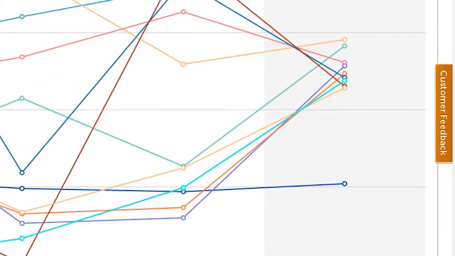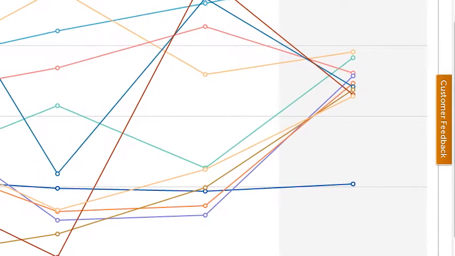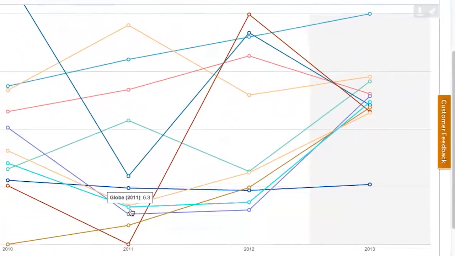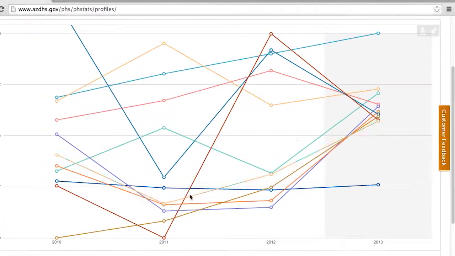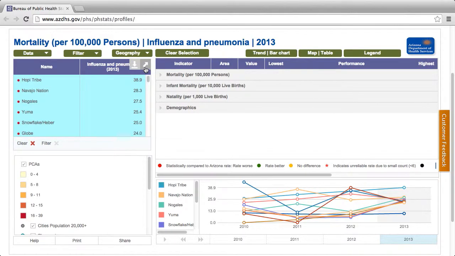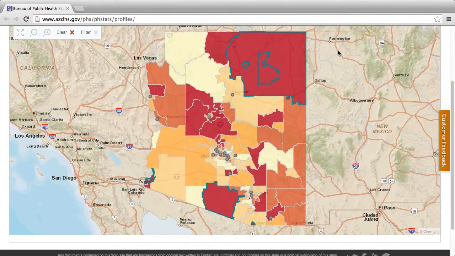So I'm going to identify them: Golden Valley, Somerton, Snowflake, Globe, and Drexel Heights. Now I'll go back to my table and deselect those communities. We have identified communities where influenza and pneumonia are an issue.